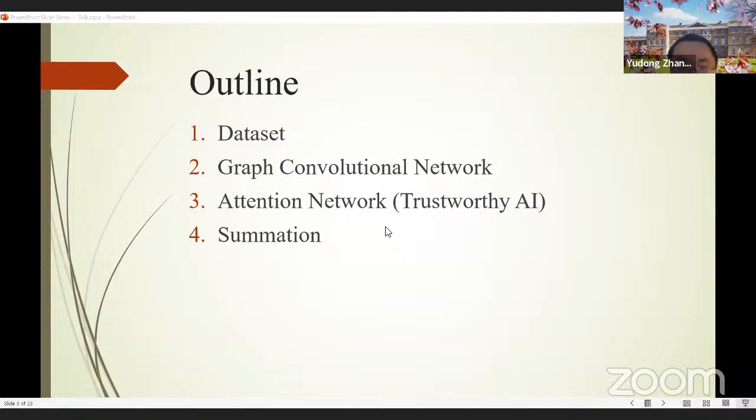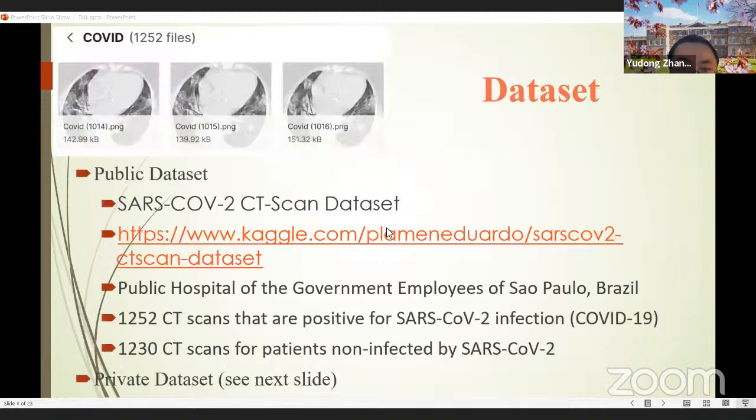So we will have some basic introduction on the graph convolutional network and the attention network, and what we have done to diagnose COVID-19.